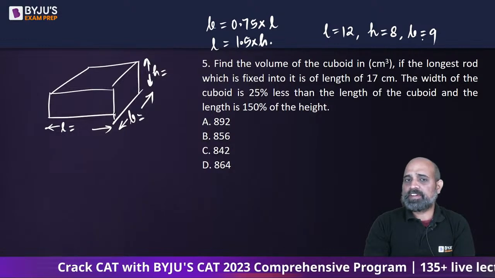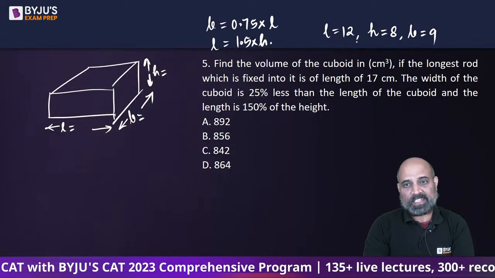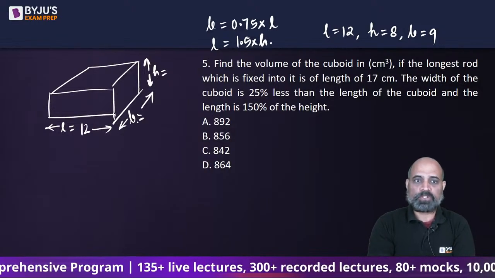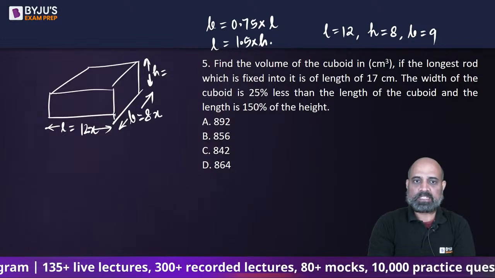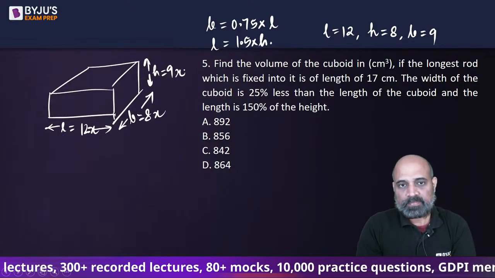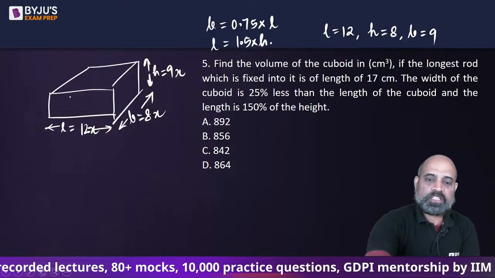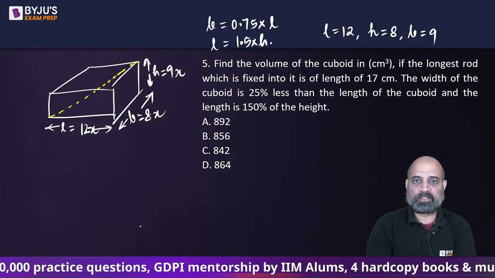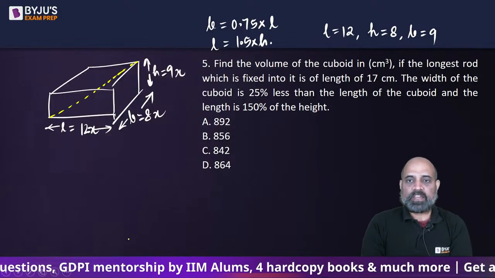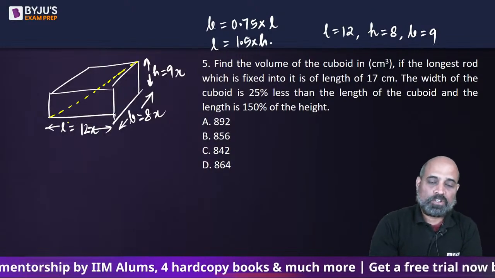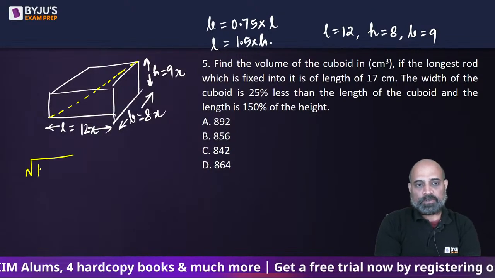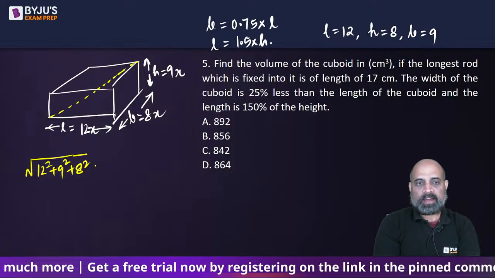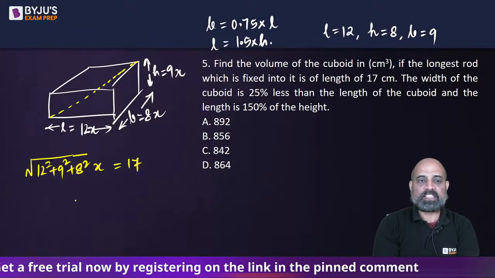Such that the breadth is 75% of the length, or 25% less, and the length is 150% of the height. So this is going to be 12x, 8x, and 9x. Okay. So the longest diagonal, so we are talking about this particular diagonal, right, is given as 17. So it is going to be under root 12 square plus 9 square plus 8 square, and I will take x outside. This is given as 17 centimeter.